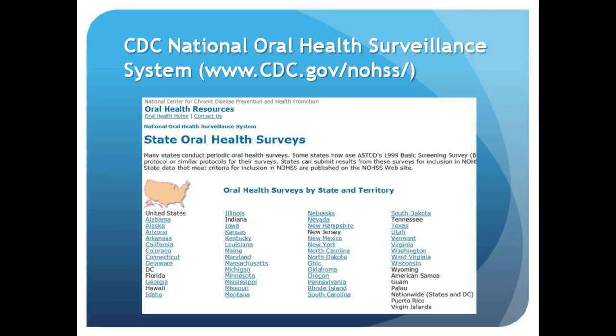The National Oral Health Surveillance System, again, broken down by state. It's a good resource because it's actually open mouth surveys, but it's not updated every year. So some of the information is as old as 1999.